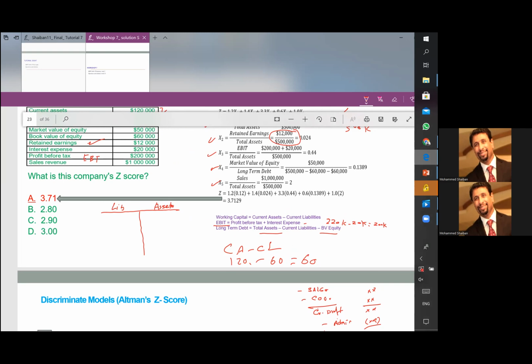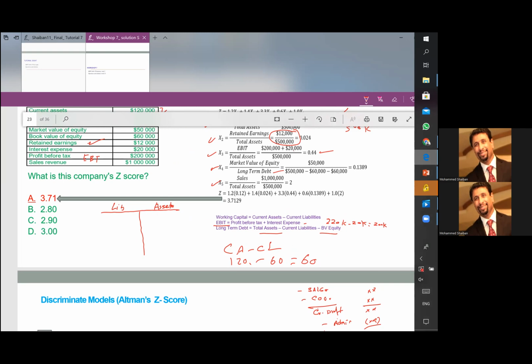Earnings before interest and tax is this, this is earnings before tax. And this is the interest, so it's 44. The only thing here is the long-term debt, maybe it's not mentioned here.